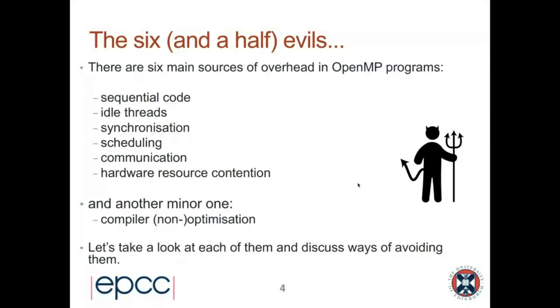There are a collection of different possible sources of overhead which can cause poor performance in OpenMP programs, and I call these the six and a half evils. There are essentially six main sources of overhead, and I'm going to talk about each of these in turn. These are sequential code, idle threads, synchronization, scheduling, communication, and hardware resource contention. What's the half? The half is another minor one, which is compiler non-optimization, which I'll mention briefly at the end. It's not often a problem, but it's useful to be aware that it could possibly happen to you. So let's take a look at these in turn and discuss ways of avoiding or reducing them.